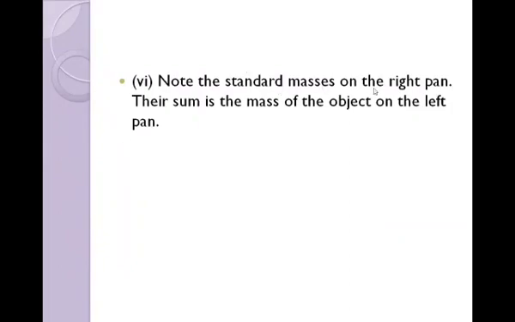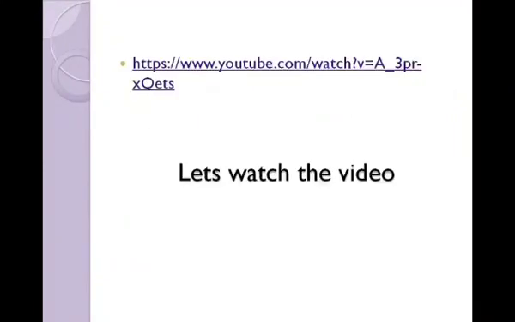Now note the standard masses when the pointer comes at zero or in the center. Note the standard masses on the right pan. Their sum is the mass of the object on the left. Then take the masses which are present in the right pan, take their sum. The sum of the masses in the right pan is equal to the mass which is present in the left pan, and that's how, with the help of a physical balance, you can note the mass of the object, right?